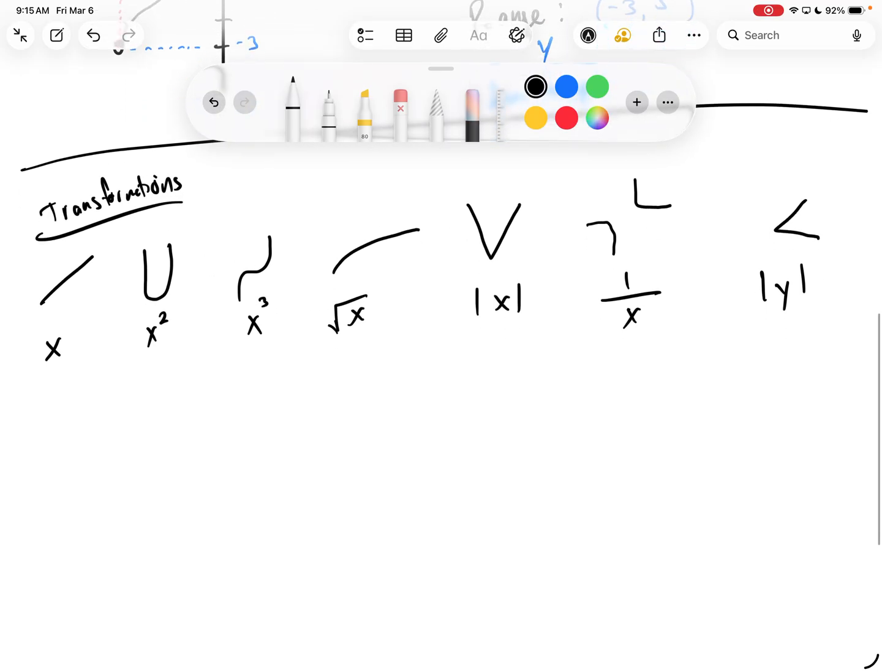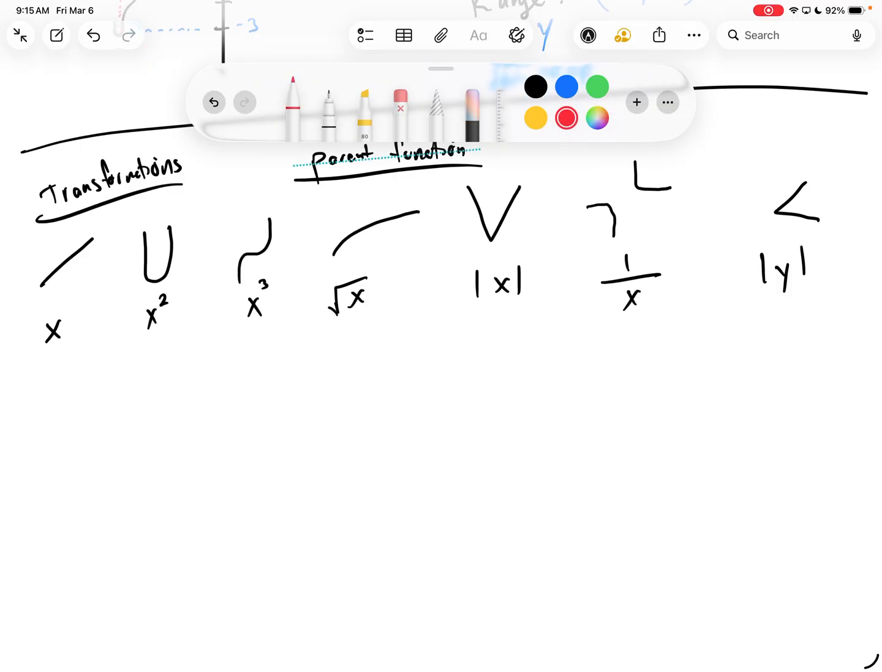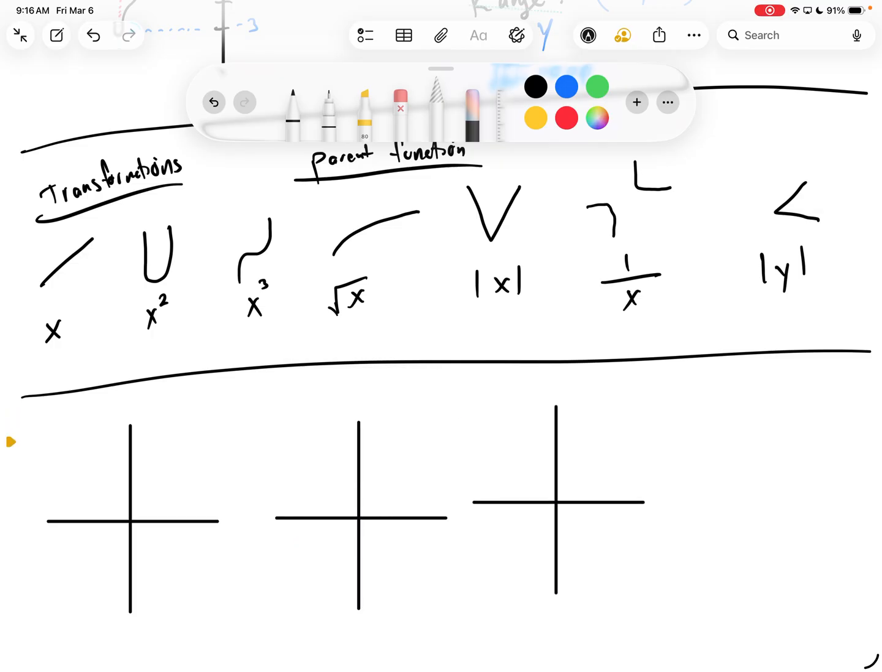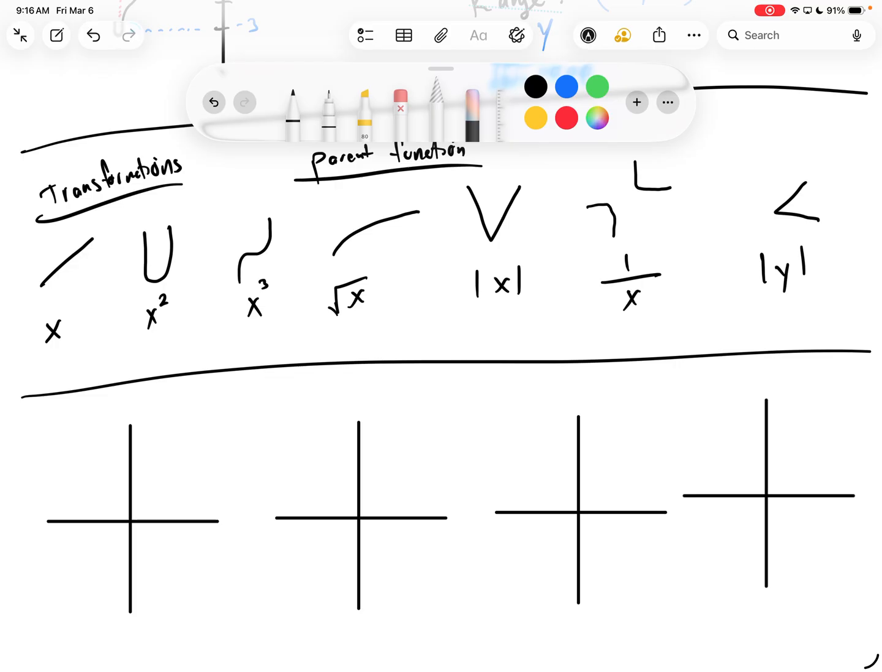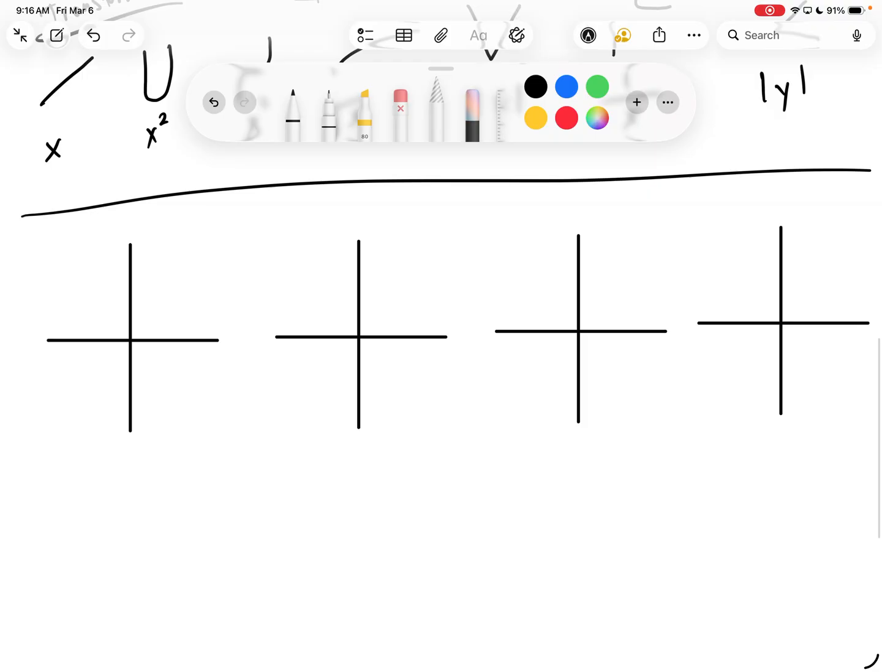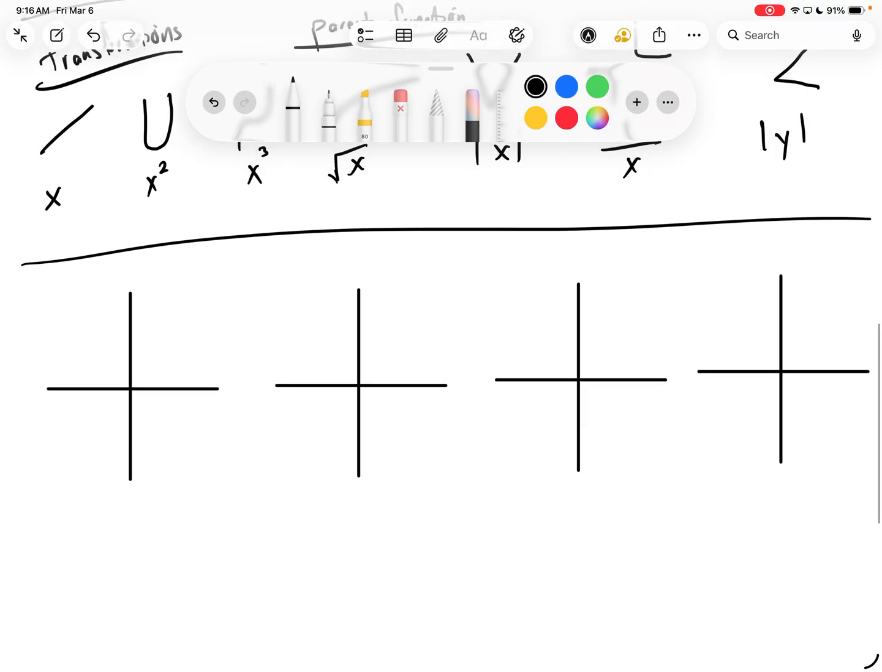And I call these the parent function. The parent function is the original that you're basing everything off of. And then when you start to add or subtract, it can shift them up and down and different things like that. So for example, I'm not going to want to have to draw that thing 5 million times, so let me copy it a couple times.